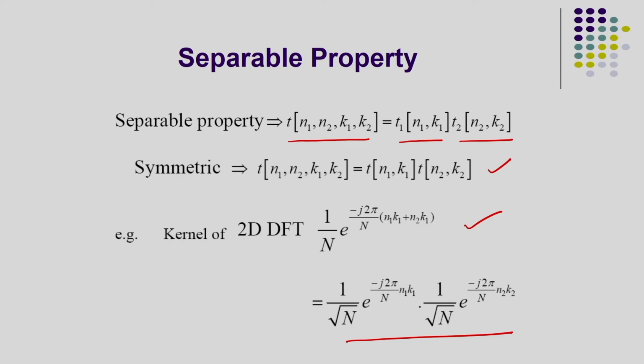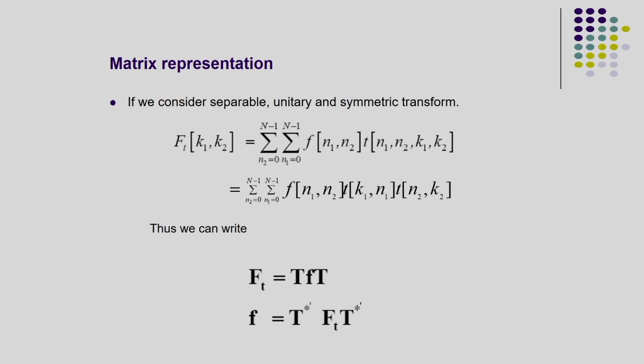So I can apply 1D DFT along the rows, and after this I can apply the 1D DFT along the columns because of the separable property. So based on this separable and the symmetric property, I am considering the unitary transformation. If you see, already I have defined this transformation, and Fn1 is my input data, the 2D data, and I am considering the transformation matrix. T is the transformation kernel I am considering, and I am applying the separable property and the symmetric property. So if I apply the symmetric property and separable property, I am having this one.